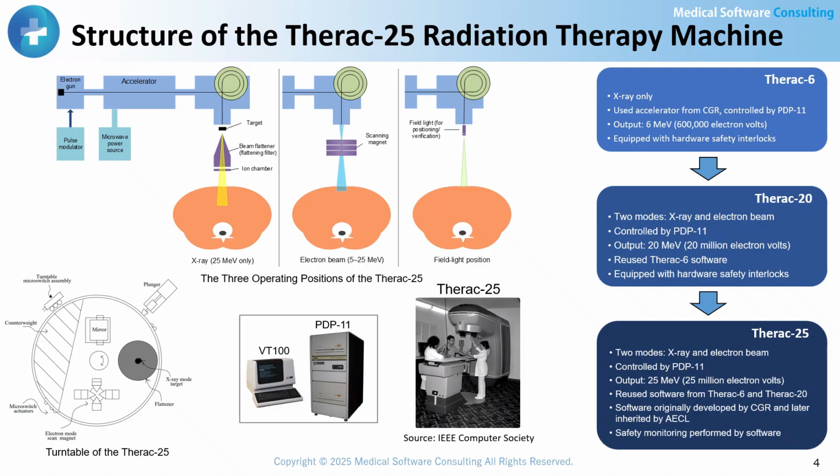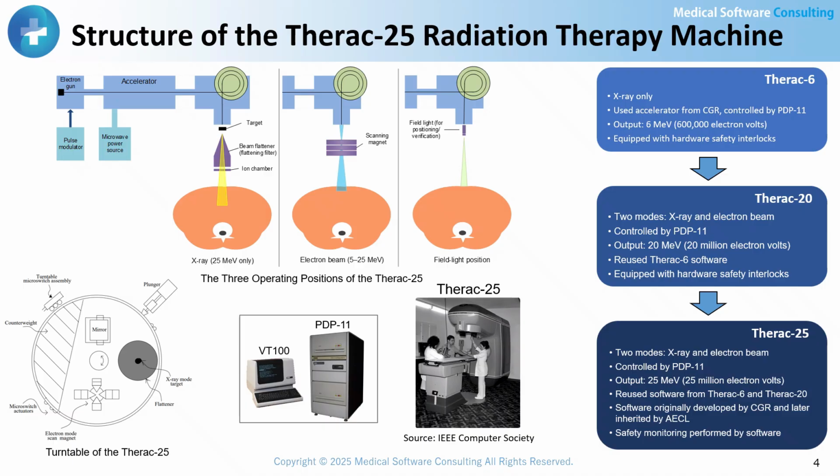In contrast, when operating in electron beam mode, the machine automatically moved the target out of the way, reduced the electron energy level, and delivered the beam directly to the tumor. Because low-energy electron beams have less penetrating power than X-rays, they were used primarily for treating cancers located near the surface of the skin.